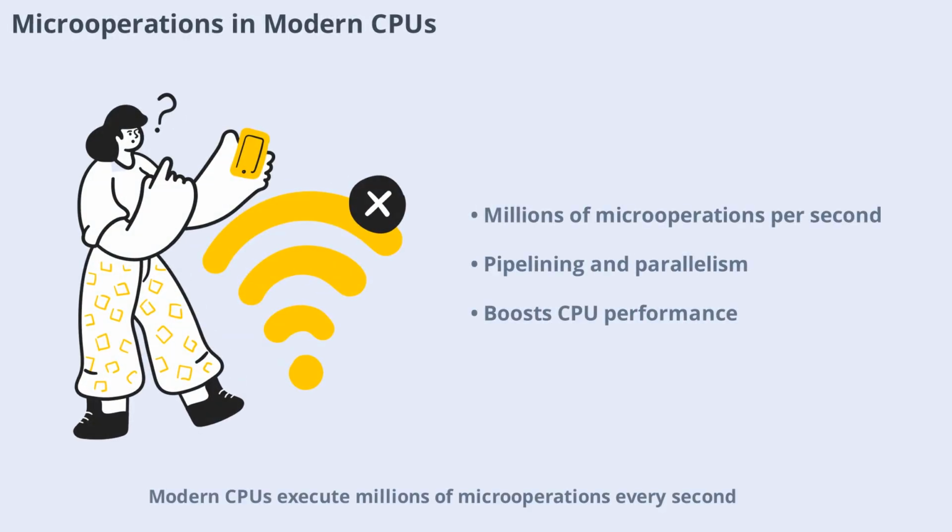Modern CPUs execute millions of microoperations every second. Advanced designs use techniques like pipelining and parallelism to increase efficiency. By overlapping microoperations and executing multiple at once, CPUs achieve higher performance and faster processing speeds. Understanding microoperations is key to appreciating the power of today's processors.